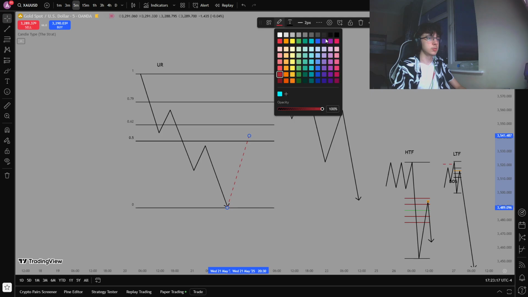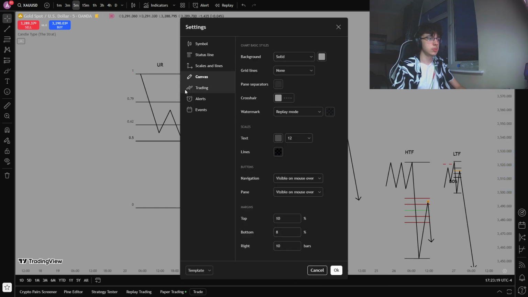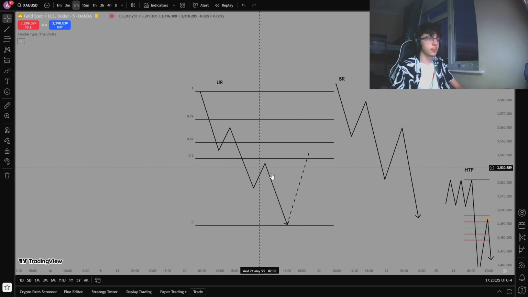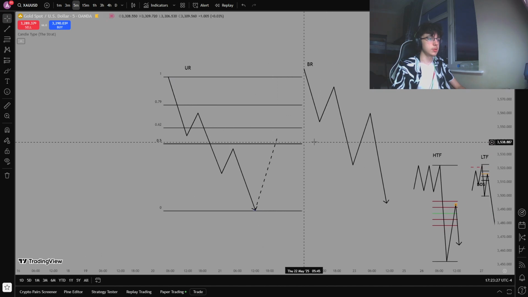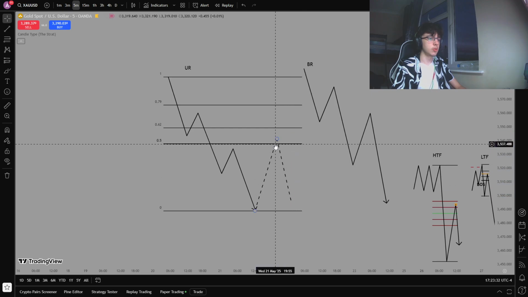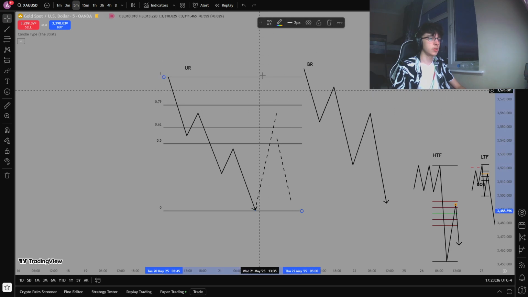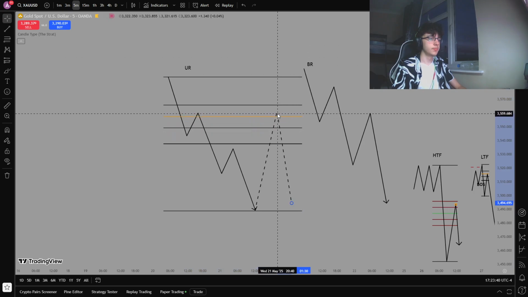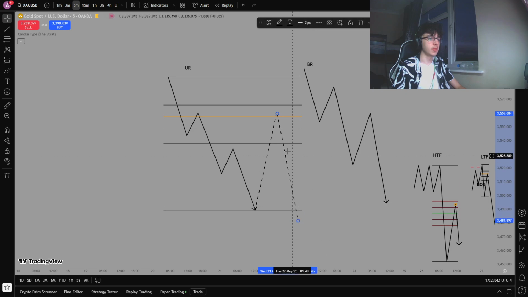Let me just change color. Let me do canvas, cursor. There we go. So you would normally see it go to equilibrium and then carry on moving down, or you could also see it move to OTE, and move down from there.